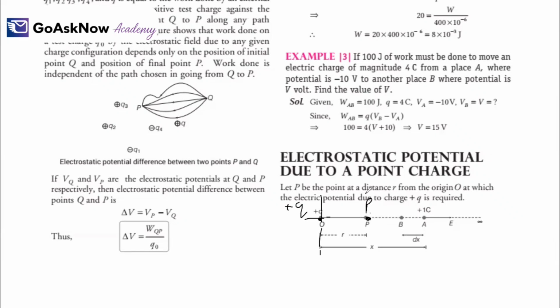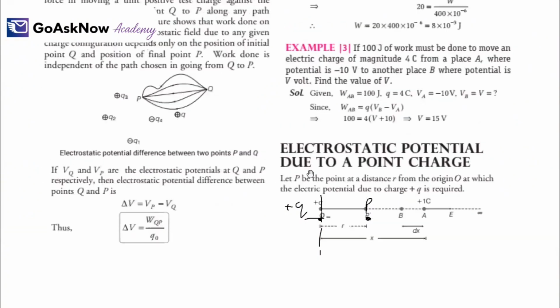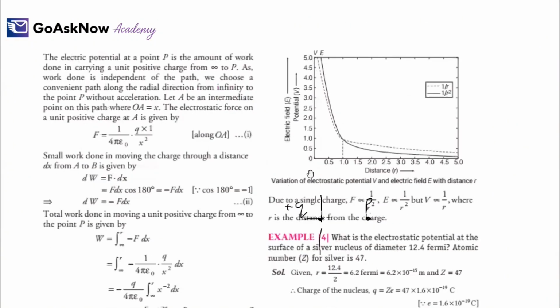So let us assume that we have a plus 1 coulomb charge at, like, an infinite point. Okay, let's move to the next slide. Here it is written clearly that the electric potential at a point P is the amount of work done in carrying a unit positive charge from infinity to point P.